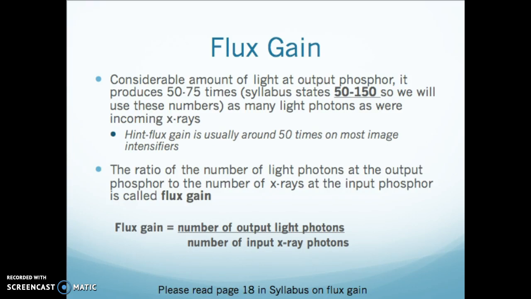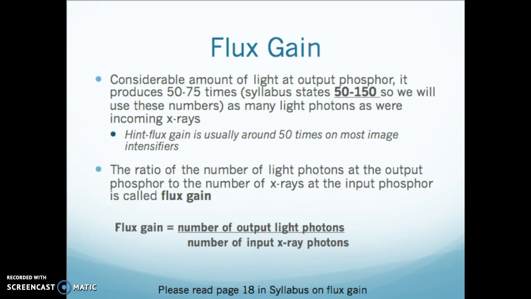Considerable amount of light at the output phosphor. It produces 50 to 150 as many light photons as incoming X-rays. So just a hint here, the flux gain is usually around 50 times more. The ratio of the number of light photons at the output phosphor to the number of X-rays at the input phosphor is called flux gain.